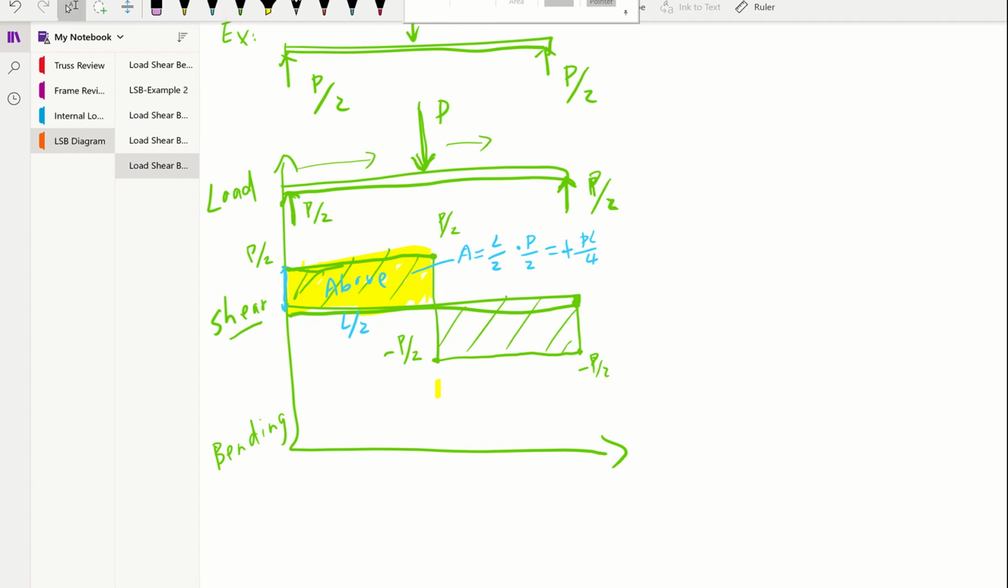So now let's translate this into our bending diagram. For our bending, the area underneath the shear gives us the bending. So if we integrate this entire rectangle, you get this area. That's going to give us this value right here. That's our PL over 4.